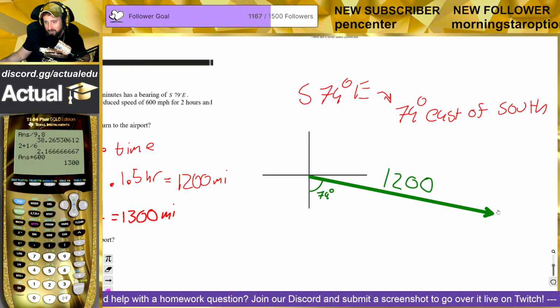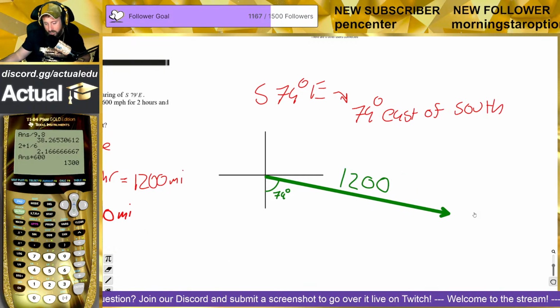Yeah, I agree. Okay. So what I do when I draw something that is going somewhere else is draw a new coordinate axis. So I'm going to draw a new coordinate axis here. Or I can just copy. Let's just copy this one.